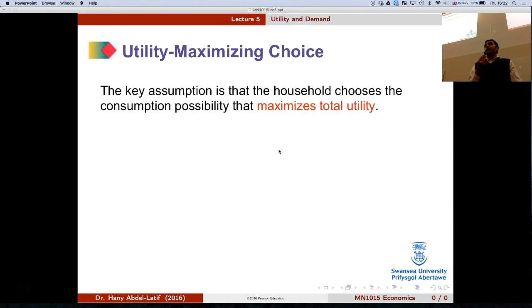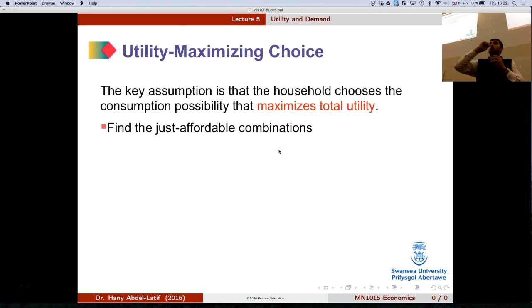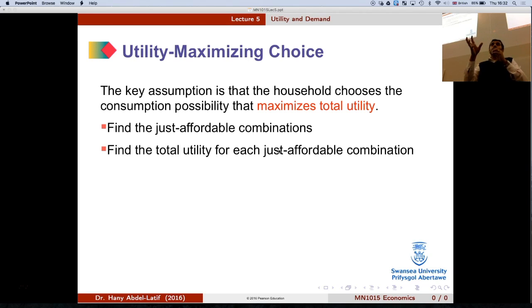Again, she will be looking for that combination of soda and movies that maximizes her total utility from consuming these two goods together. So basically, we need to look at the just affordable combinations. These are the points on the budget line. And then find which one of those combinations will give us the maximum total utility. Okay?